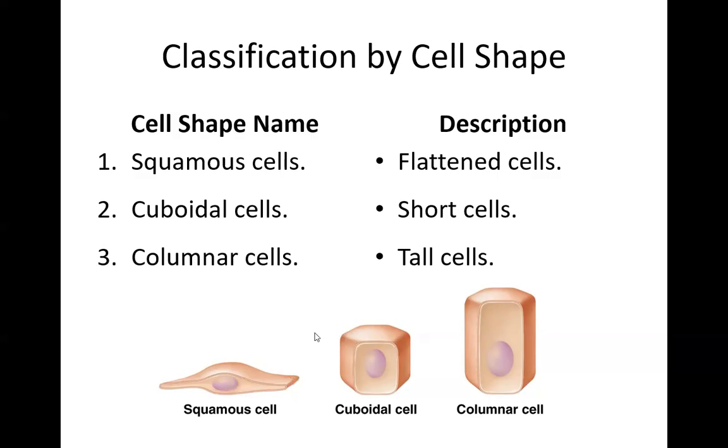Cuboidal cells are like a cube. Their length and width are the same. But columnar cells are longer, taller than they are wide. So squamous cells are flattened, flat. And cuboidal cells, I'm going to get an egg sandwich after this, are short cells, and the columnar cells are tall cells.